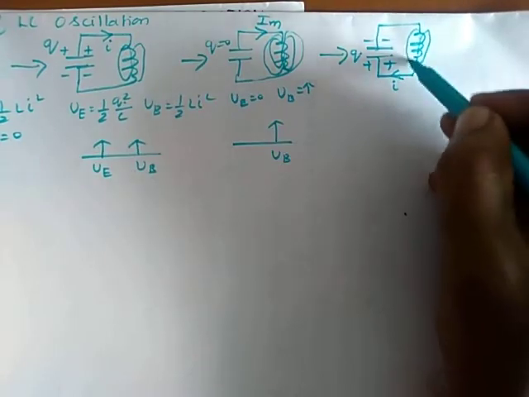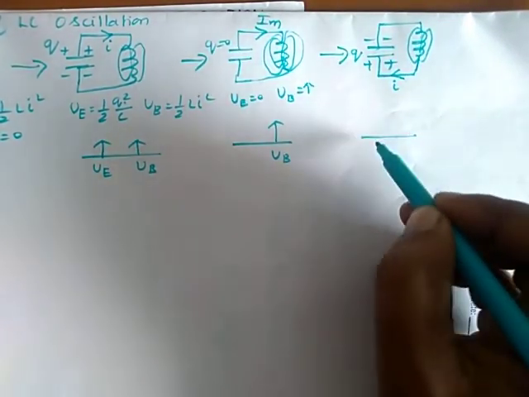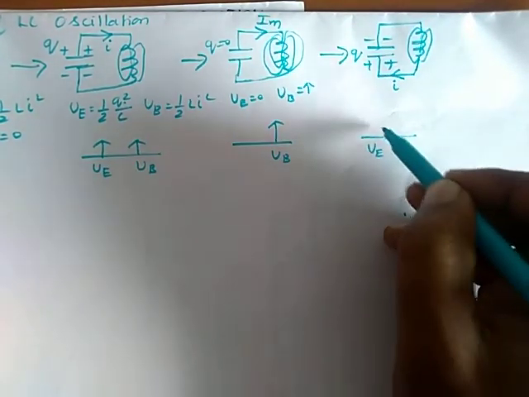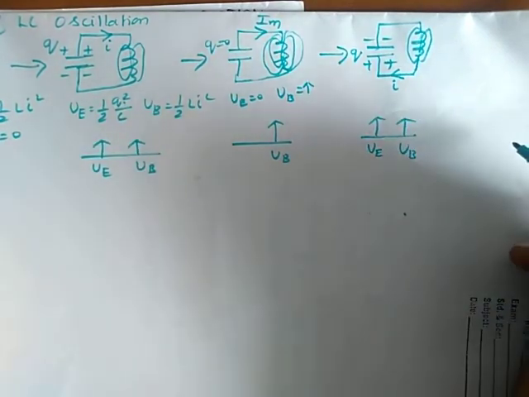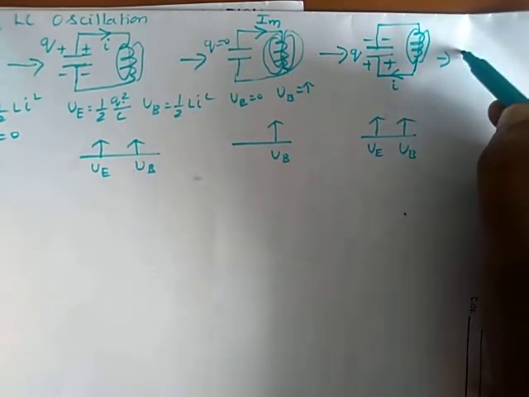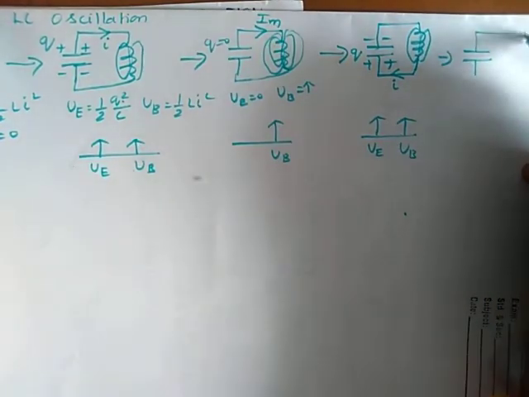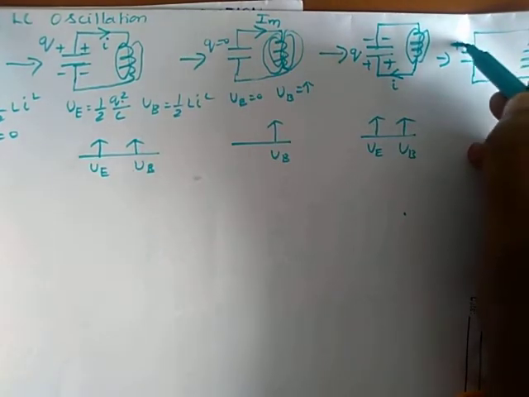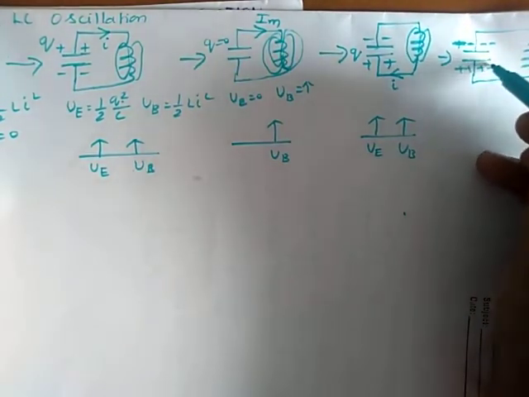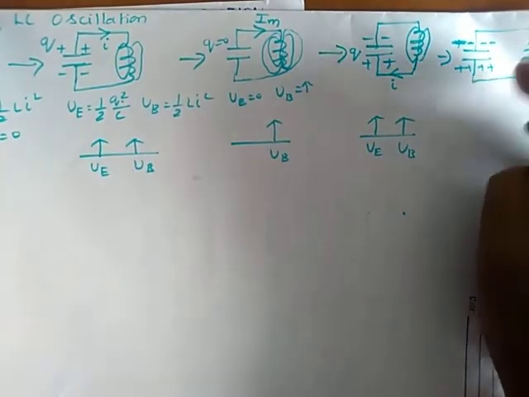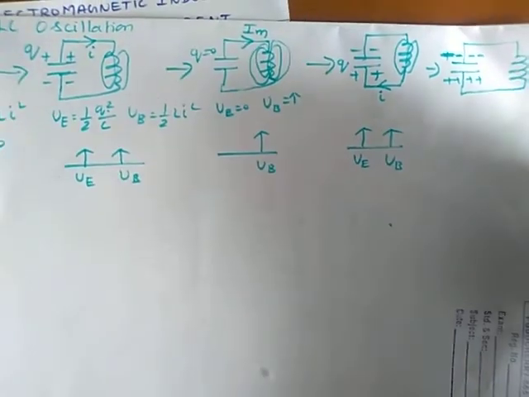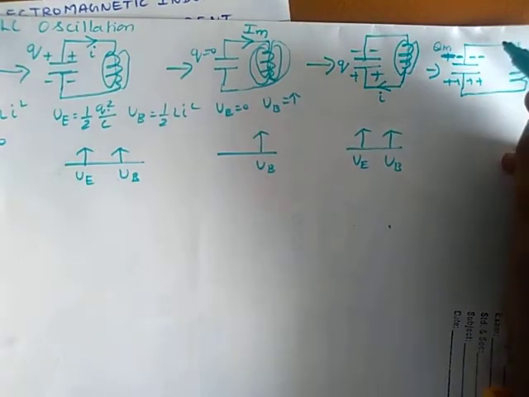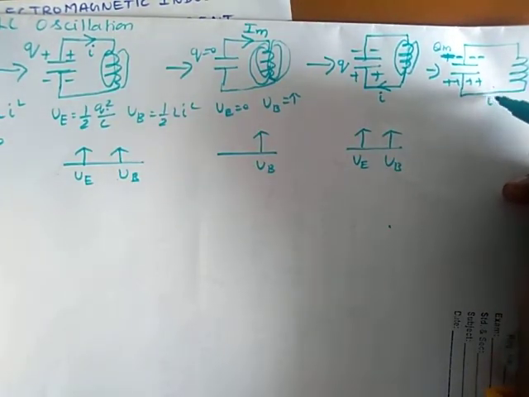At that case, the energy is stored as electrical and magnetic. Then at the next instant, the capacitor is fully charged. That means all the magnetic energy is given to the capacitor. That means the capacitor is fully charged, but it is charged in the opposite direction to the first stage. Then the charge in the capacitor is maximum. At that time, the current flow will be 0.